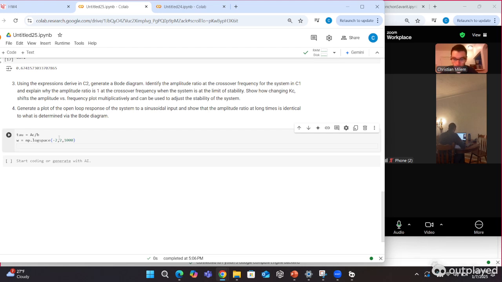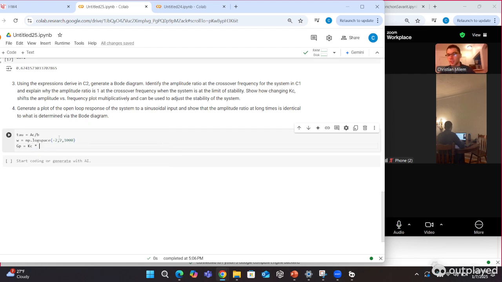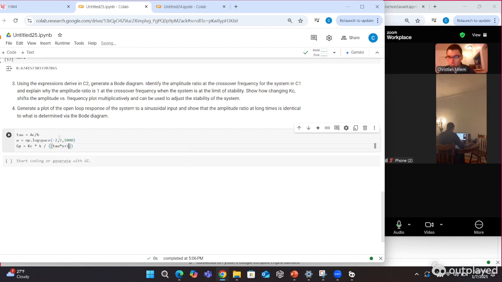So we'll go ahead and say what our process function is, which is basically GM, GC, and GP, even though we're defining it as all just GP. GM is 1, so we don't have to worry about that. GC is KC, and then it's multiplied by GP. So that's going to be K divided by tau times S plus 1, and all of this is raised to the third power. So that's GP.